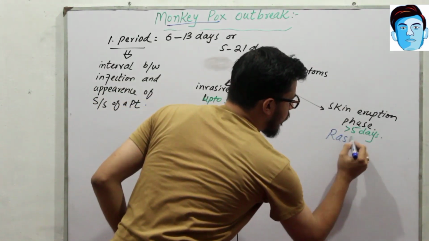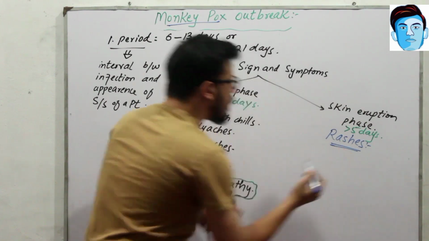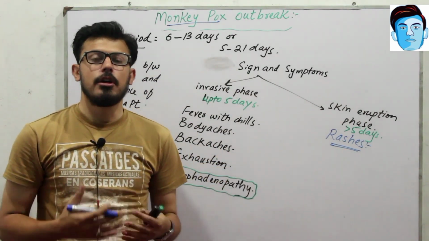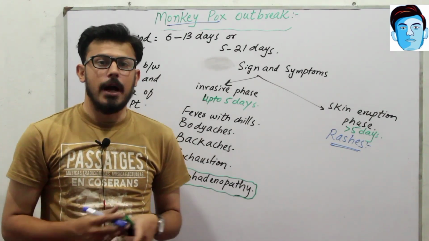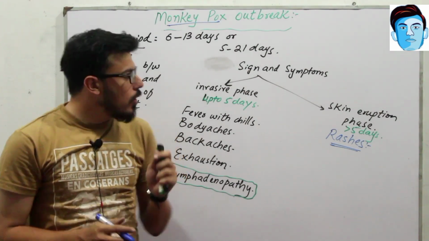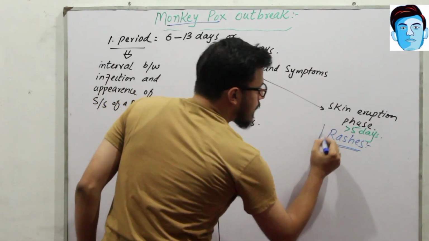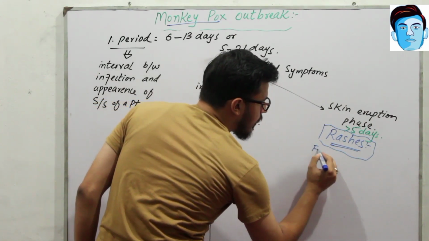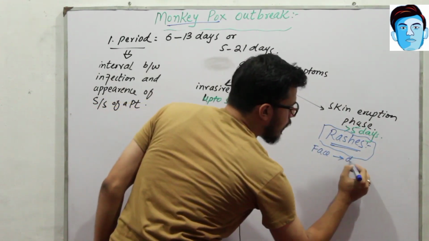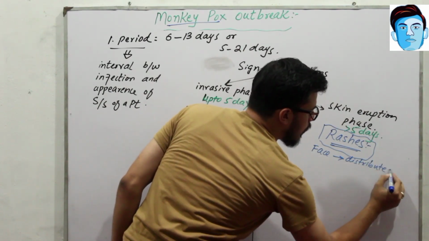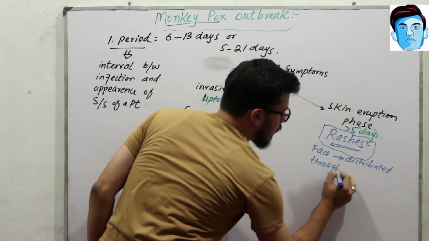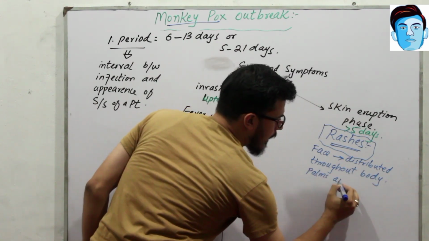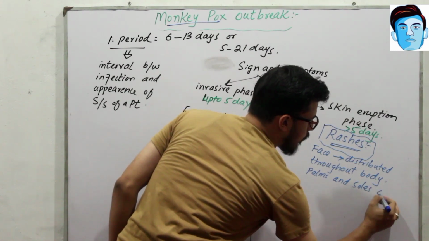In the skin eruption phase, there is appearance of rashes. These rashes develop as the fever subsides. Initially the rash is more pronounced in the face area, and then it is distributed to the rest of the body, even involving the palms and toes. So it is very important that the rash that develops in monkeypox initially affects the face. After that it is distributed throughout the body. Also palms and toes are involved.